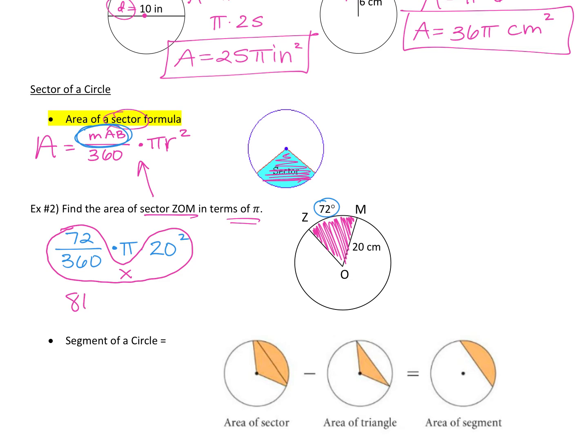80 when you plug it in. Then you can attach your pi and then label your units. 80 pi centimeters squared is the area of that sector.